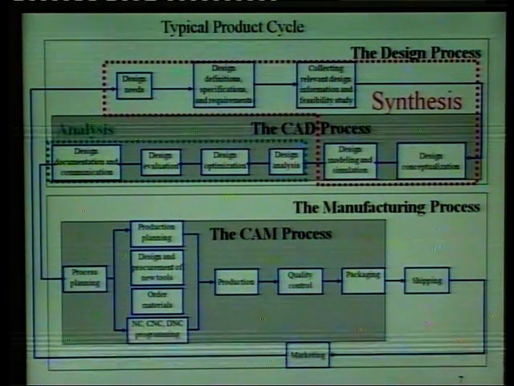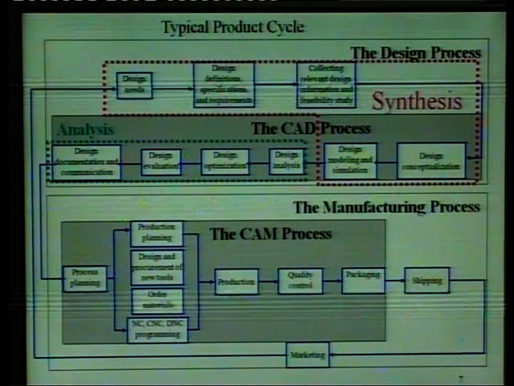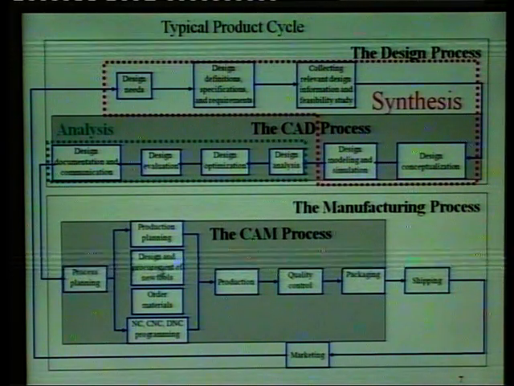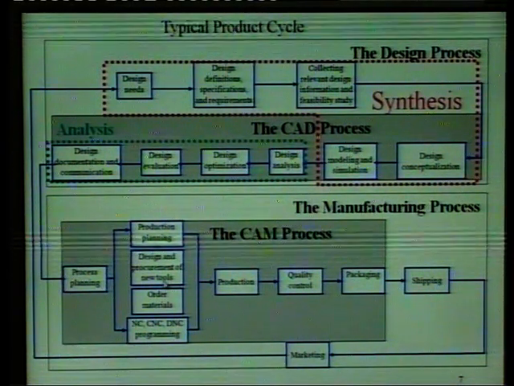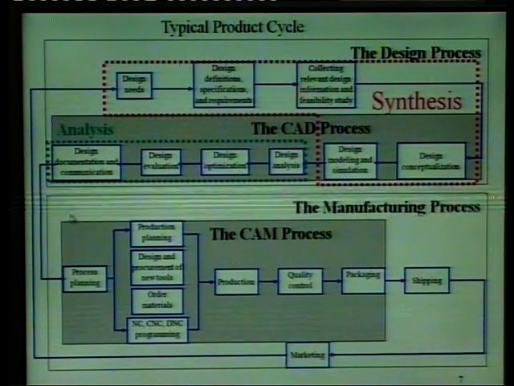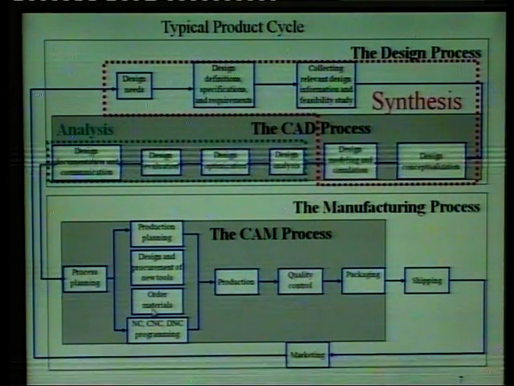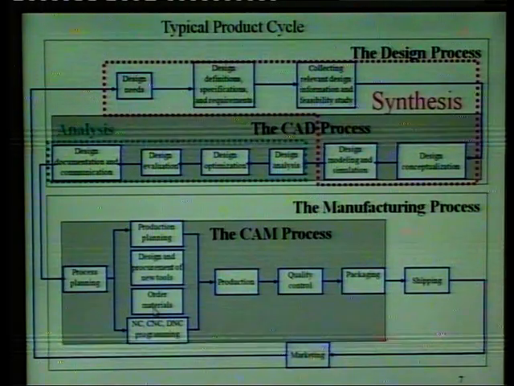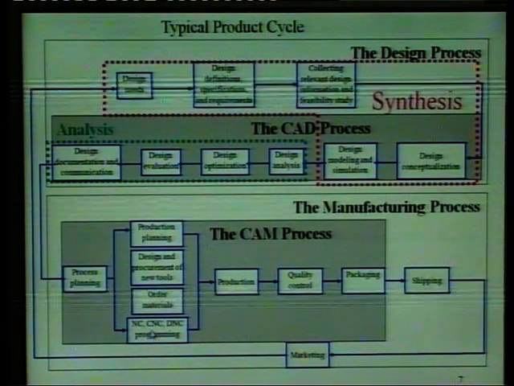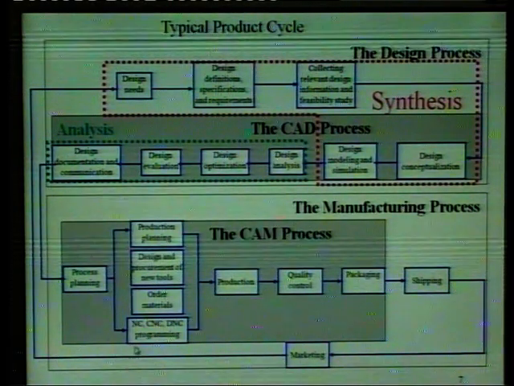And after the process planning, these are the activities which are required for actual manufacturing of the plant. These activities are production planning, design and procurement of the new tools if required for realizing the process plan accepted, and ordering the raw materials as per the requirement generated by the process plan and the quantity that has to be manufactured, and we require NC, CNC, DNC machines and facilities for their programming.